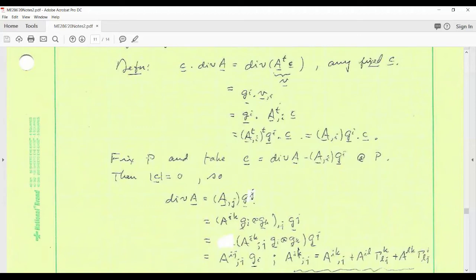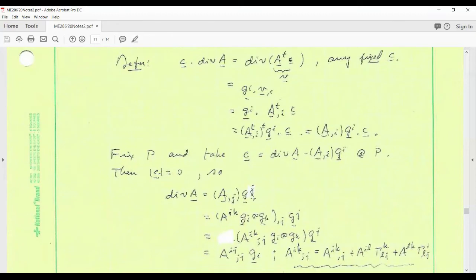Let's fix a particular point in space, P. Then the divergence of A at that point will be some fixed vector. This combination here at the same point will be another fixed vector. And so the difference will be some fixed vector. So this is an admissible choice of the vector c, which is arbitrary. So we can make this choice. This equation then tells us that the squared norm of c, c dot c, is 0, so the norm of c is 0. c must be 0 then, in which case the divergence of A is just this, where I've relabeled the summation index for convenience.